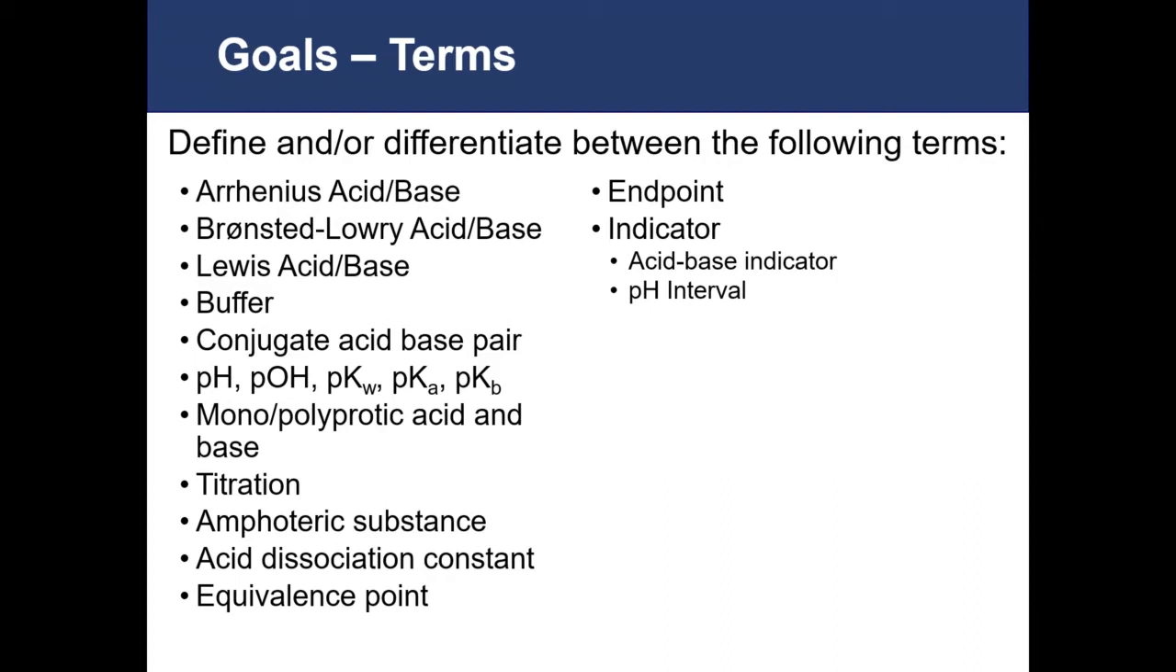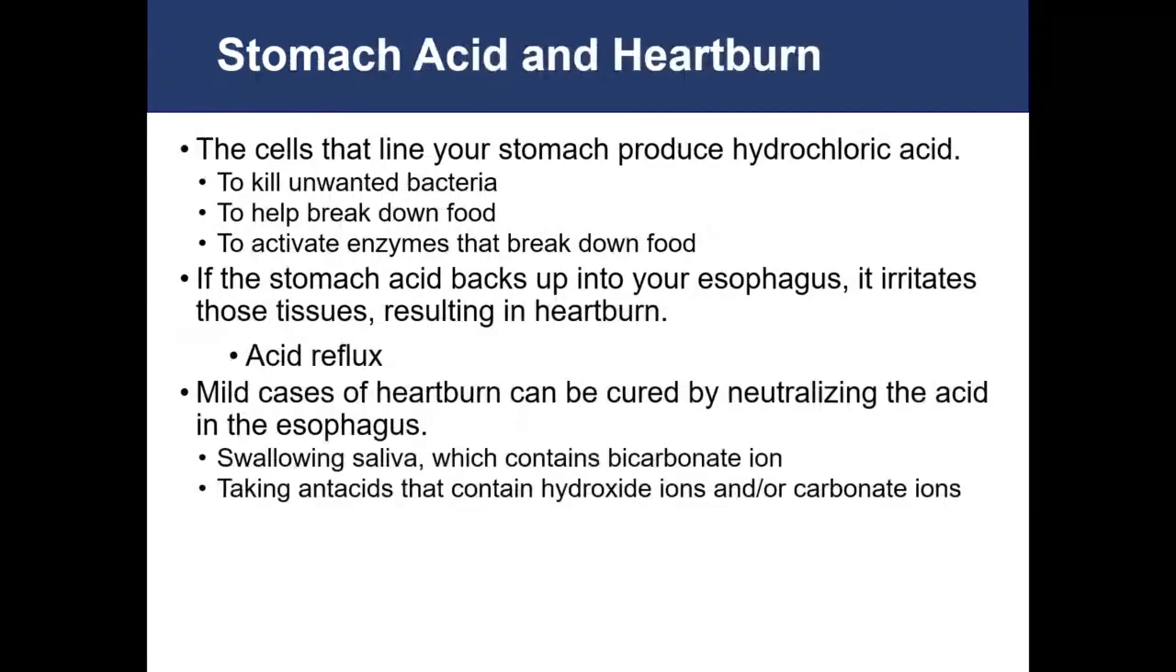But why is it that we actually care about acid-base chemistry? Well, an example of where acid-base chemistry meets everyday life is the contents of your stomach, which is acidic. The cells lining your stomach actually produce hydrochloric acid. The purpose of that is to kill unwanted bacteria. It also helps break down the food, and it activates the enzymes that break down your food. However, if the stomach acid backs up into your esophagus, it can irritate the tissues, resulting in heartburn. Another term for this is acid reflux.